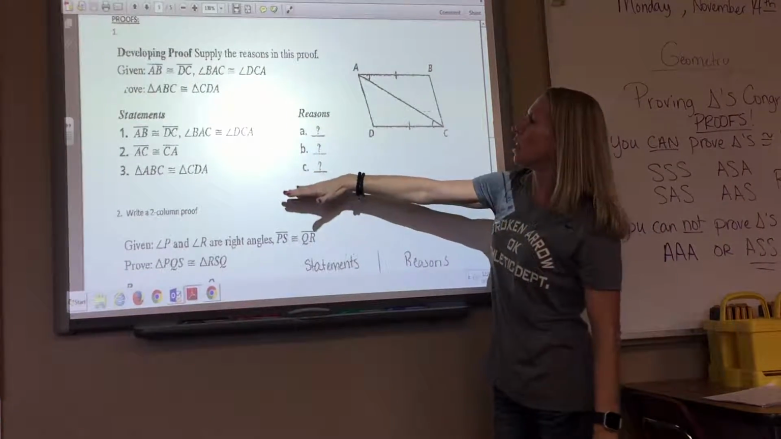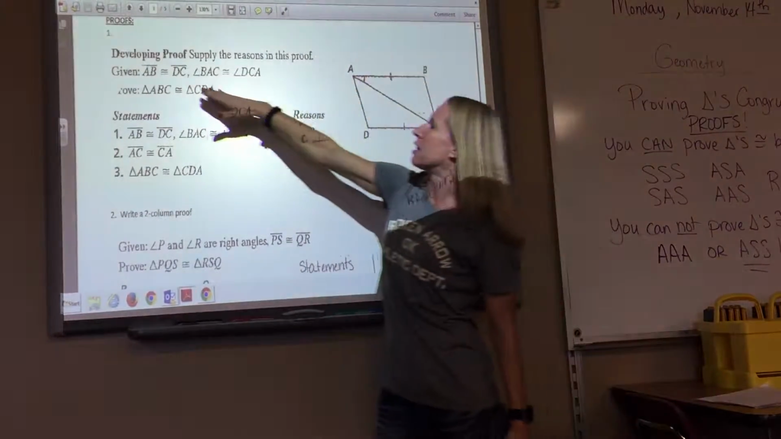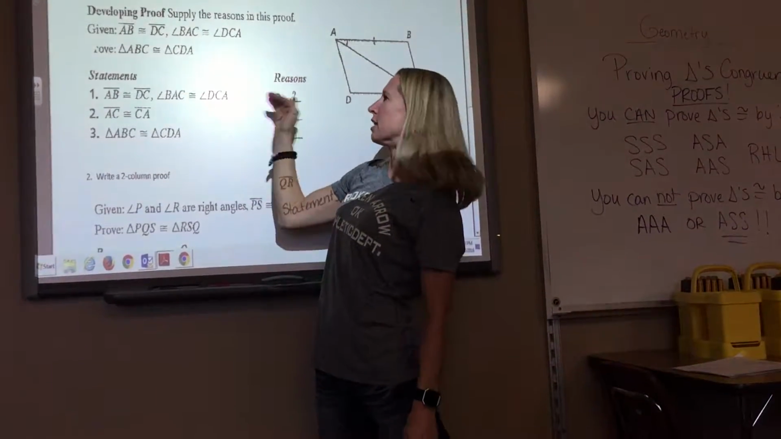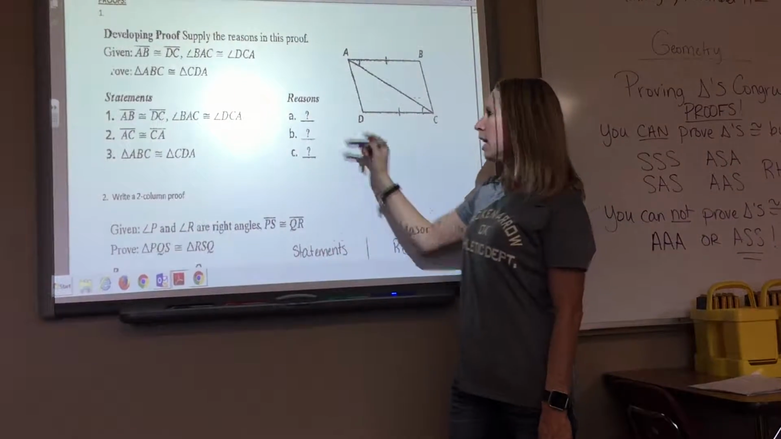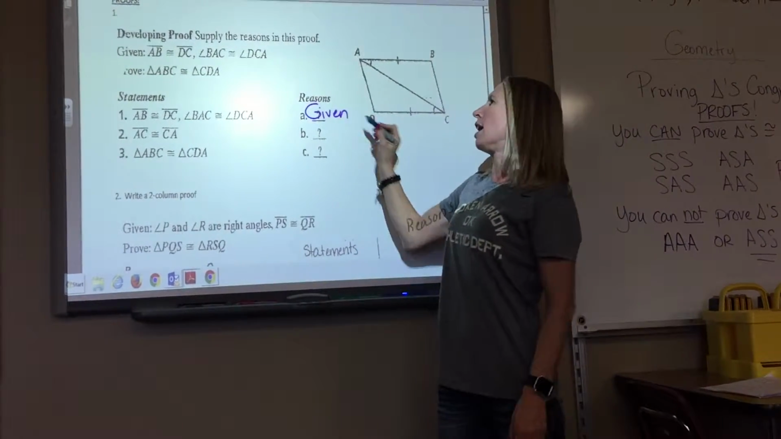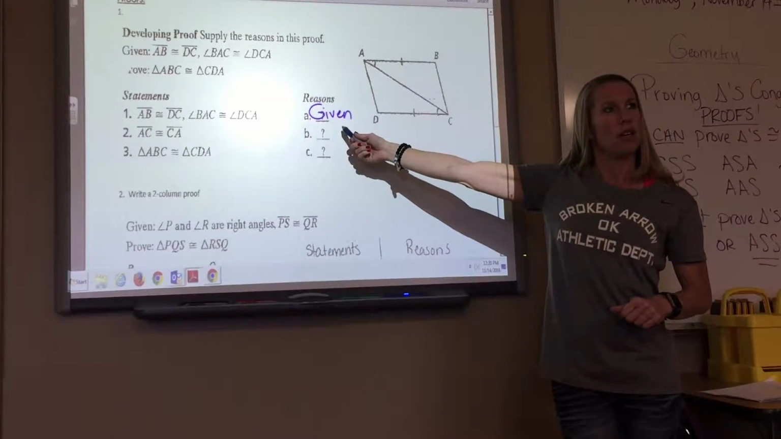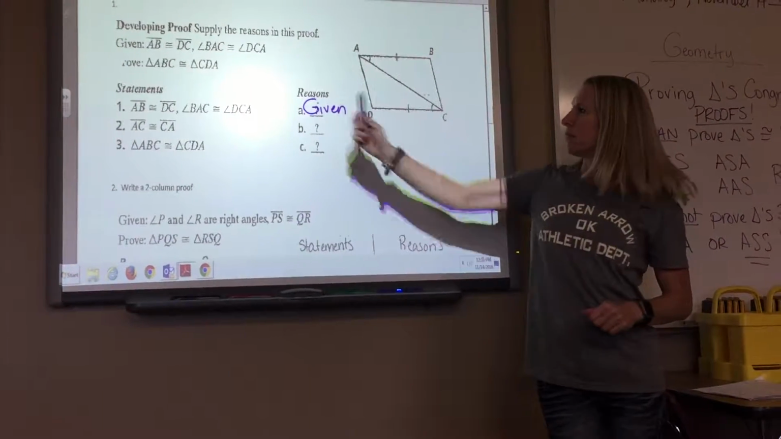So on this first one, it says given AB is congruent to DC, angle BAC is congruent to DCA. So what would that reason be? Given. Yeah. First step is given every time. When you take your test next week, if you don't at least get the given, I'm just going to cry.